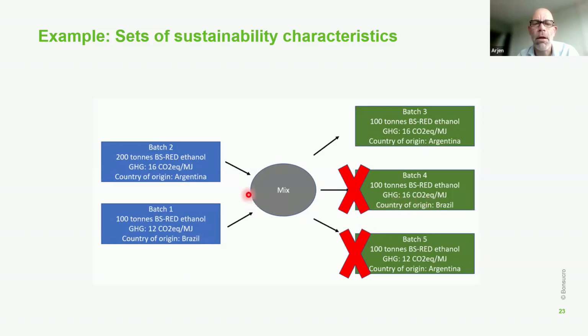It means that those two sets of sustainability characteristics for batch two and batch one have been split, and that's not allowed. And the same has been done here in batch five, where the greenhouse gas intensity of batch one has been combined with the country of origin of batch two. So also here, the original sets of sustainability characteristics of batch one and batch two have been split, and that is not allowed.